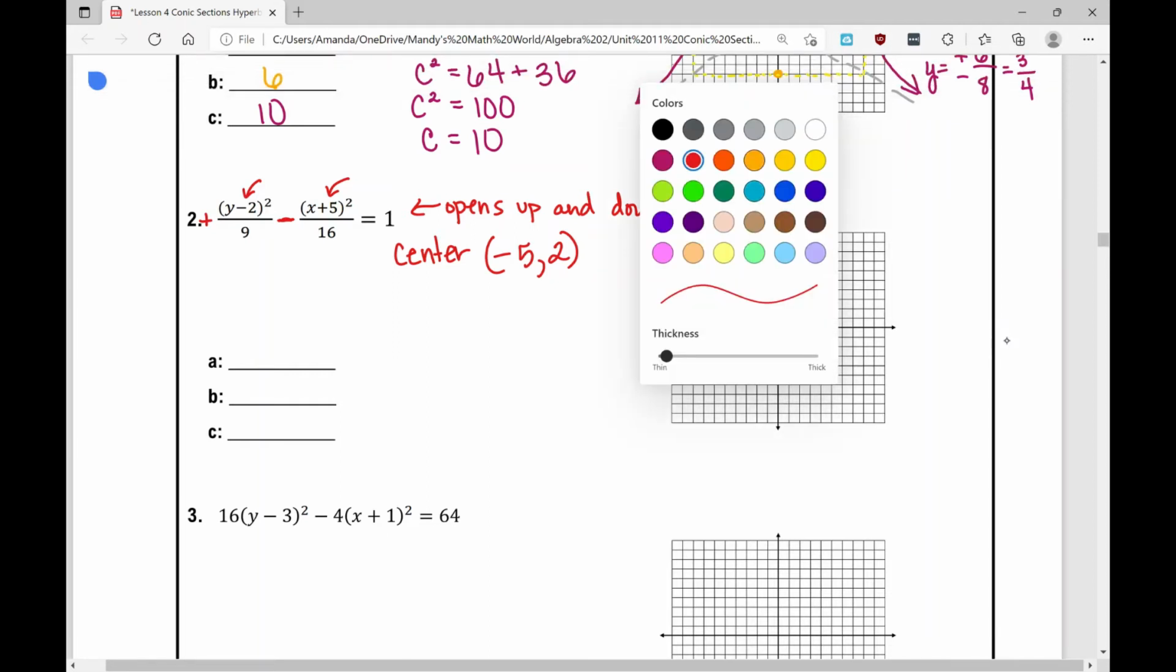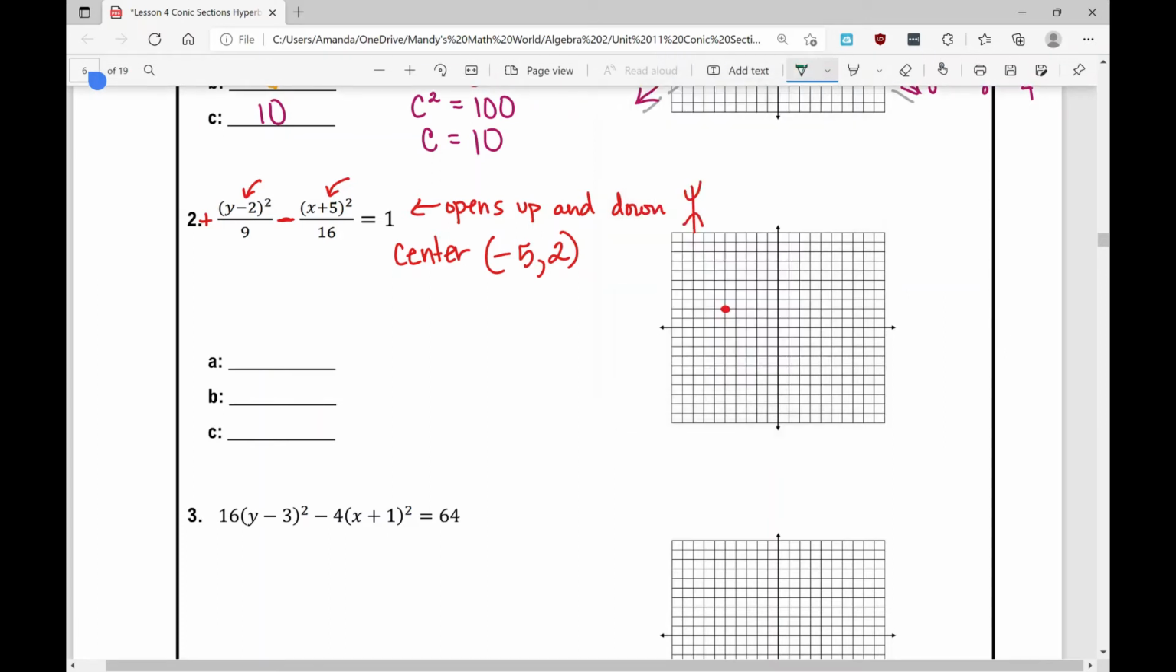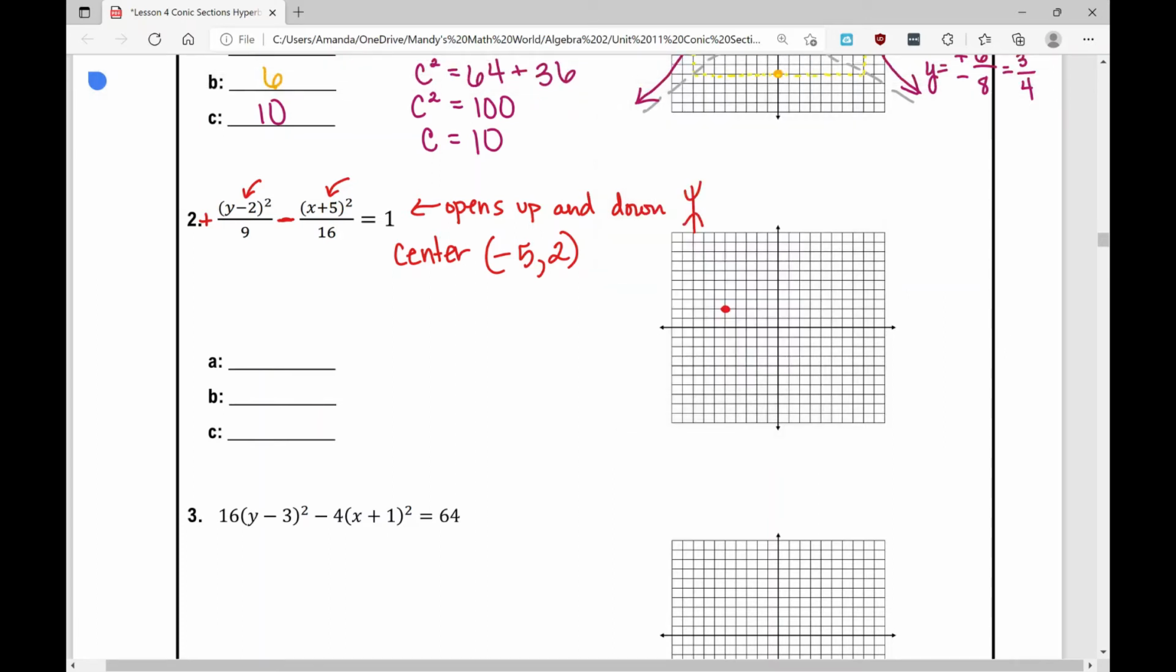I'm using different colors here for each one. So I know my A value is always under the positive term, okay? It's always under the positive fraction, which means this right here is A squared. If A squared is 9, the value of A is 3. A is the distance from the center point to the vertex. Since my transverse axis is vertical in this problem, I'm going to go up 3 units from that center point. There's one vertex. Down 3 units from that center point, and there's the other vertex.